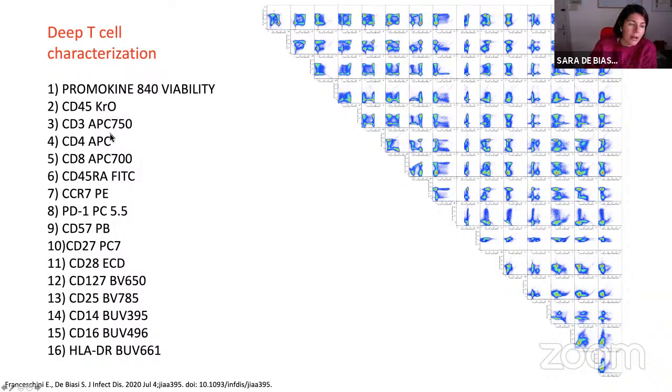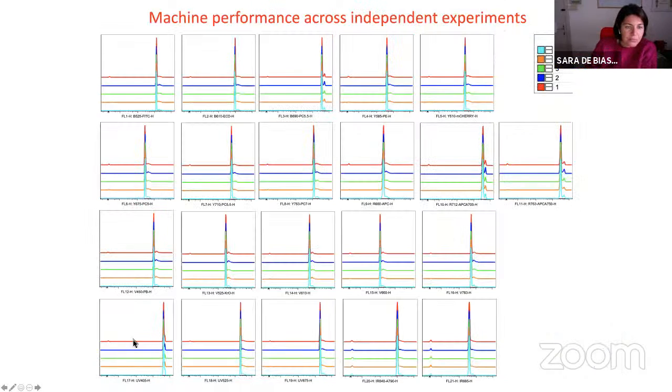In our panel, we were able to identify CD4 and CD8 different subpopulations of T cells, such as naive, central memory, effector memory, and terminally differentiated effector memory, together with the expression of PD1 and CD57. We were also able to analyze putative Tregs on the basis of the expression of CD25 and lack of expression of CD127. And we also analyzed activated T cells, but also different subpopulations of monocytes on the basis of the expression of CD14 and CD16.